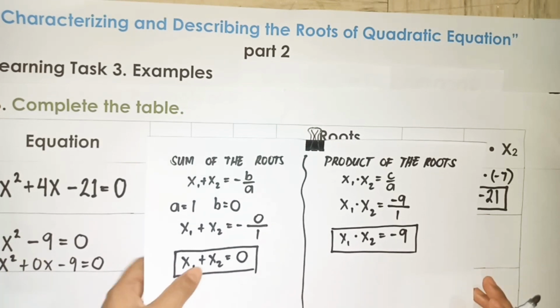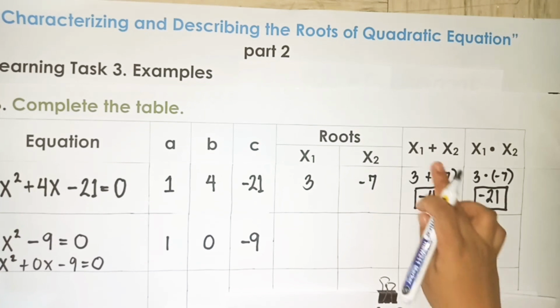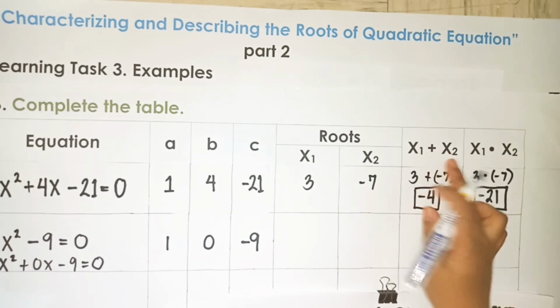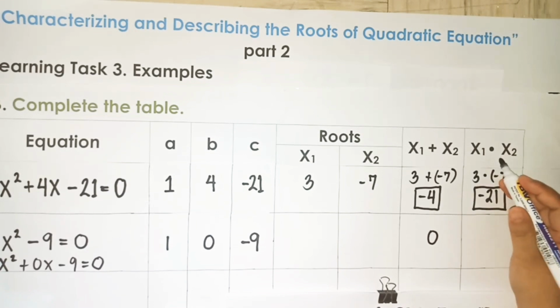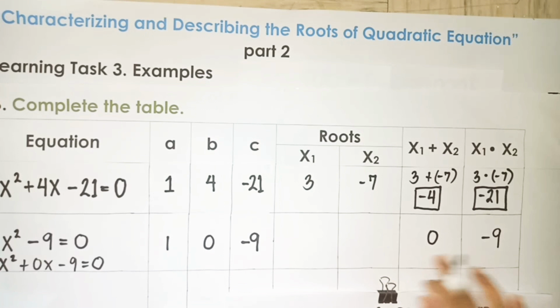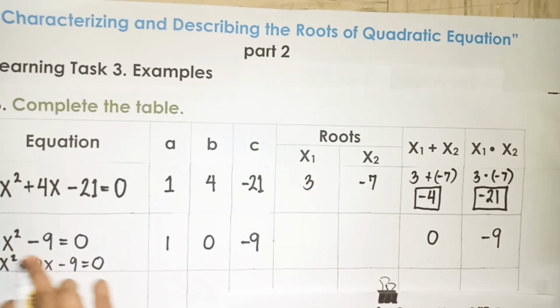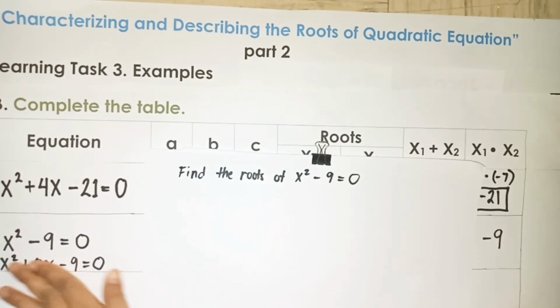So, you already have the answer here. So, ang sasagutan po natin, x sub 1 plus x sub 2 will be equal to 0, while the product of the roots is equal to negative 9. So, let's check if this is true by finding the roots of this equation. Okay, let's find the roots of x squared minus 9 equals 0, which is our equation number 2.